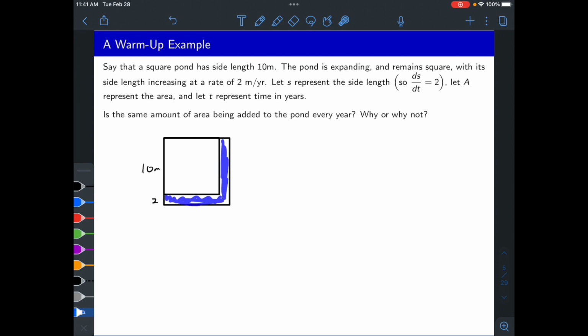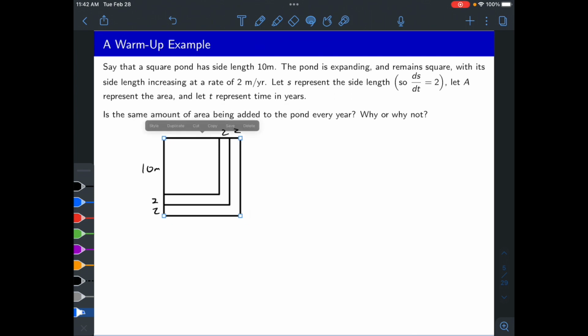Just visually, you can kind of see it would just be this area right here. You could calculate this as the area of two little rectangles added to each other. We won't bother calculating exactly just yet. But then if we increase it by another 2, we'll end up adding this much area to the pond. So visually you can tell that the first year we're only adding this much area, and then the second year we add this much area.